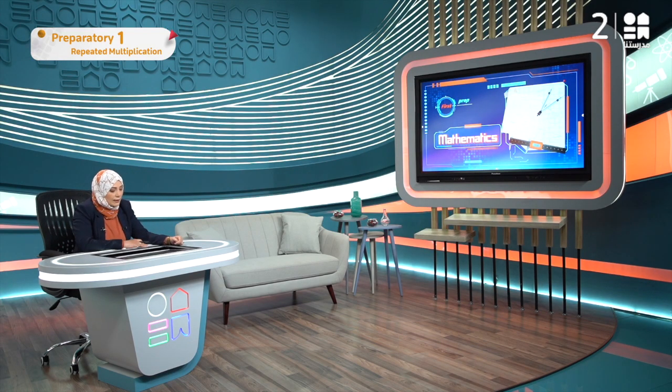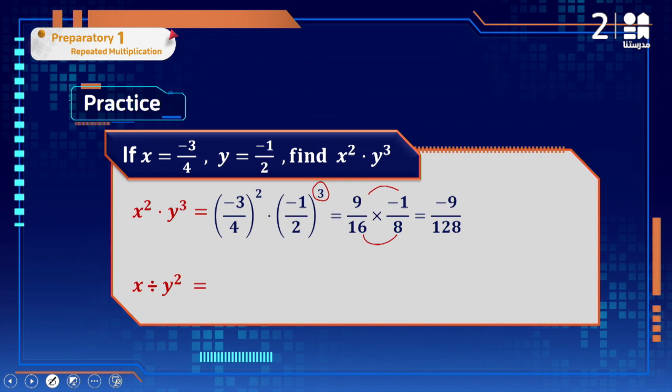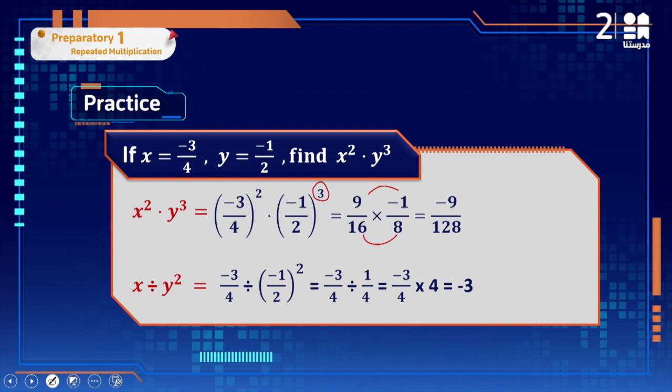And also find x divided by y squared. Replace x with its value. X is given here at the top, negative 3 over 4. Divide by y, which is negative half, and put the power for the y.